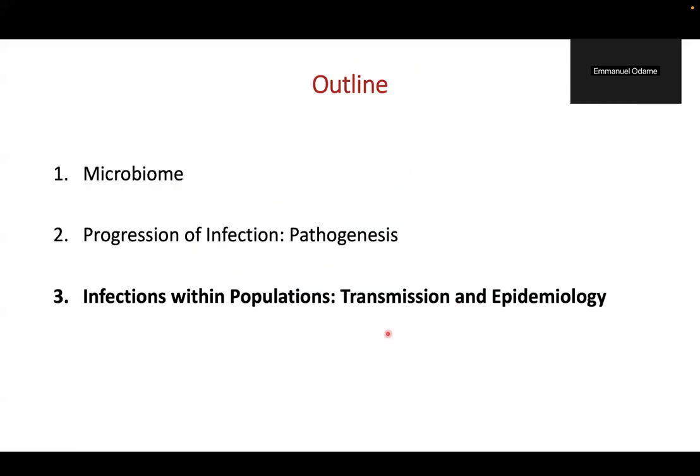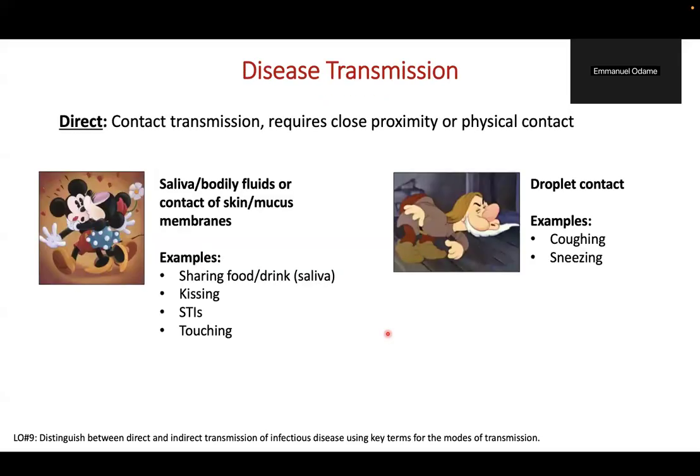So now let's talk about the last part, infections within populations. We'll talk about transmission and then epidemiology. So now you have disease. We've only been talking so far about disease in one specific host, but how does it transmit from one host to the other? One of the common ways it transmits is direct transmission.